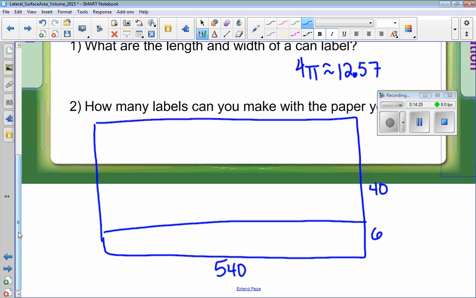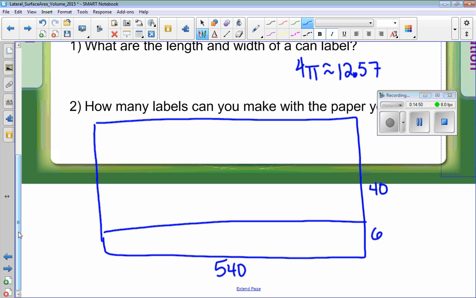So 540 divided by 2 pi. Oh, is it 540? Oh, that's the problem. Thank you. Okay, 4 pi. All right, so we got 42.97. Now, I love what Deshay said. She's like, it's got to be 42. Why'd you say that? Why can't we round up?